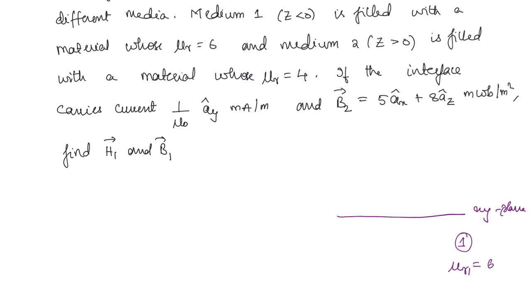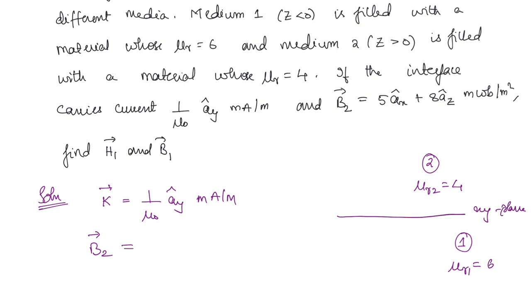Above the boundary, the medium is 2. And what is the given relative permeability? It is given as 4. Mu r2 is 4. Now what other information is given here? It is saying that there is a surface current of 1 by mu naught Ay cap milliampere per meter. And the magnetic flux density in the second region is given as 5 Ax cap plus 8 Az cap. This is also in milliweber per meter square.